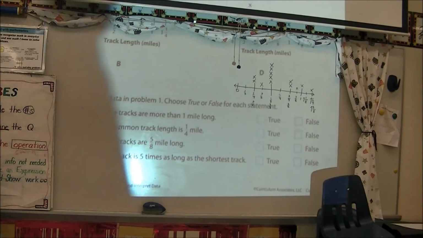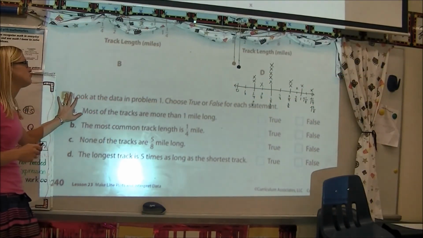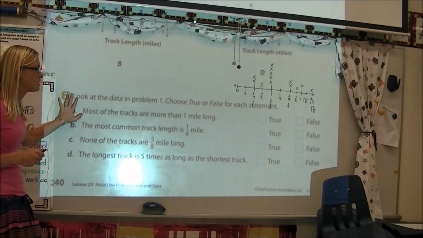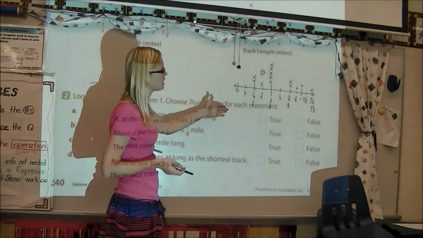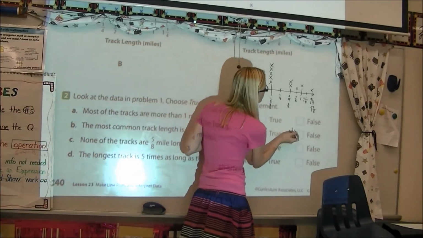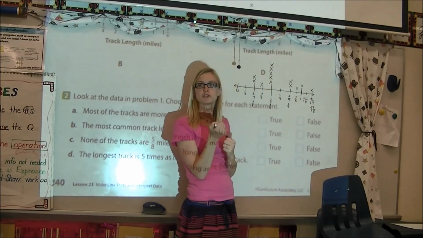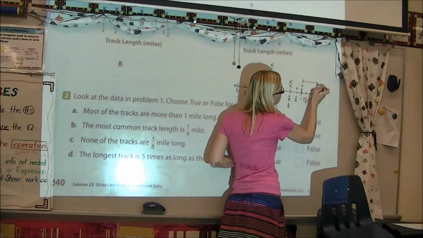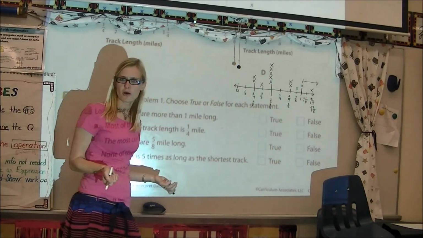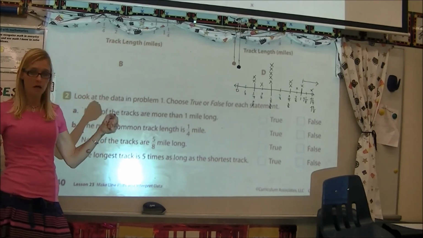Looking at my actually drawn line plot and comparing it to the questions, the first one says most of the tracks are more than 1 mile long. Okay, well let's look at the line plot. Here's my 1 mile mark. And it says most of them are more than, which means greater. Are most of them more than 1 mile? No. So letter A is false.